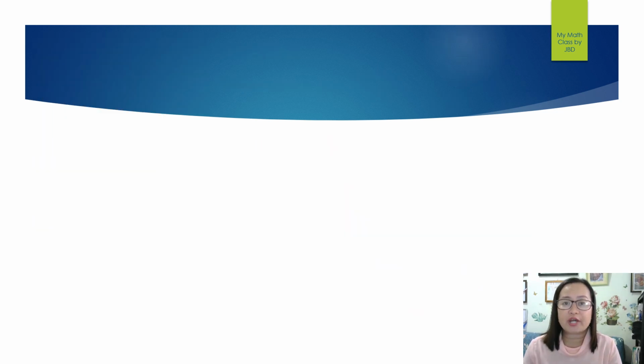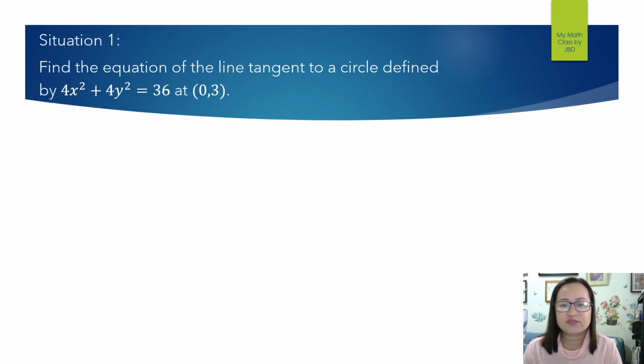You might be wondering about how we can apply the concept of implicit differentiation. With this, may I present to you situation number 1. Find the equation of the line tangent to a circle defined by 4x squared plus 4y squared equals 36 at 0, 3. In the previous lesson, we have learned that we have to get the derivative of the function describing the curve in order to find the slope of the tangent line at that particular point. So we shall do the same.